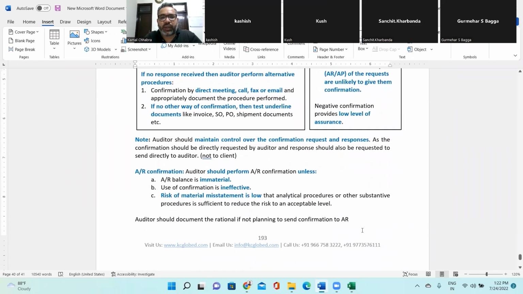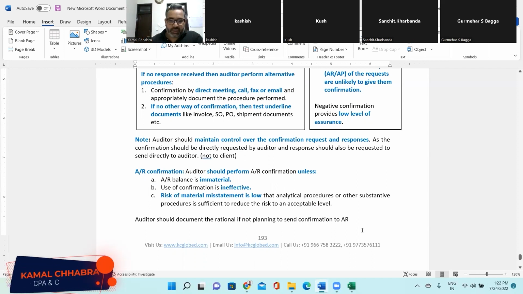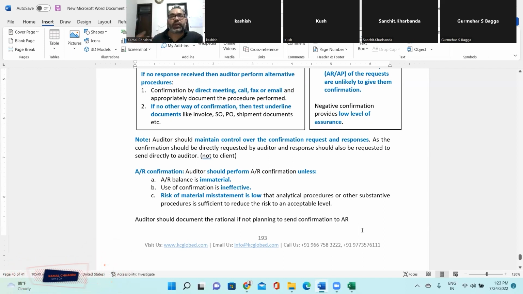So this is about the types of confirmation. The auditor should maintain control over the confirmation. So how many confirmations you have sent out, how many confirmations you have received back, how many confirmation balances you have not received. For them, you need to send a follow-up request, a second request, and then a third request, right? If after the third request also nothing came back to you, then you need to perform the alternative procedure. All the tracking is part of the audit documentation which an auditor needs to maintain, right?